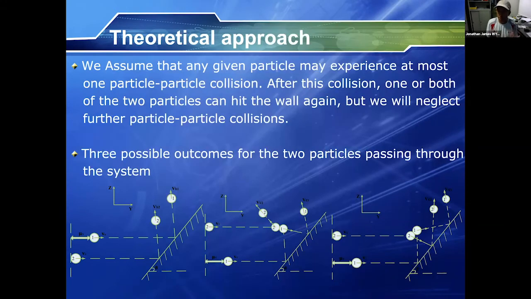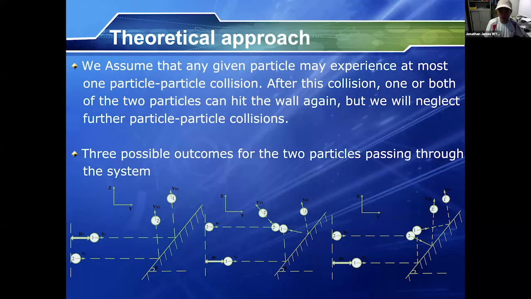In order to understand these things, we're going to introduce a theoretical approach. Our fundamental assumption is that any given particle will experience at most one particle-particle collision. The particle can hit the wall as many times as it has to, but in terms of particle-particle collisions, we're only going to take into account one. After this collision occurs, one or both of the two particles can hit the wall again, but any further particle-particle collisions we're going to neglect.